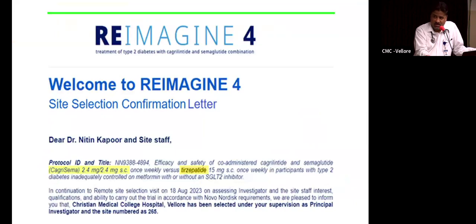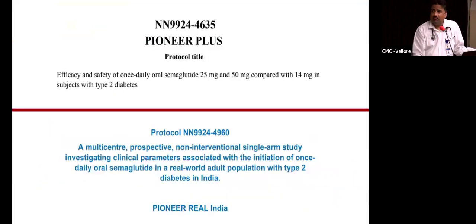We just started this trial last week comparing tirzepatide with cagrilintide. So all the patients in this particular trial do get a drug. We've also done the Pioneer Plus trial, which is just now published, looking at semaglutide 25 and 50 milligrams.